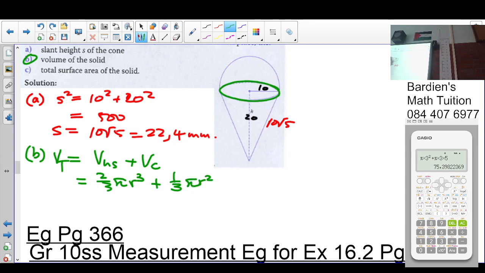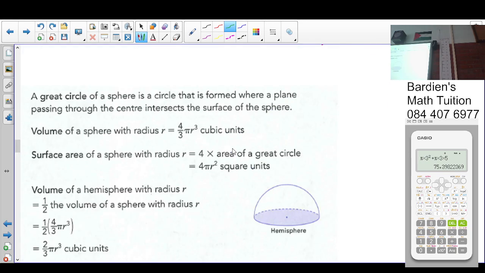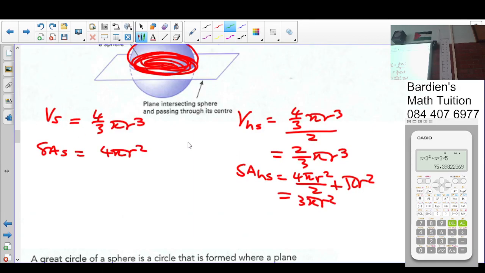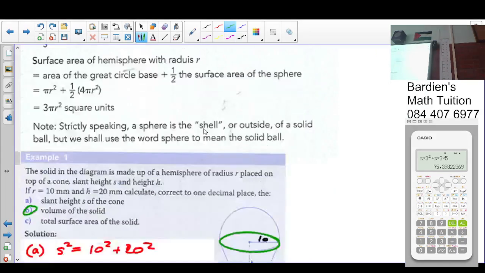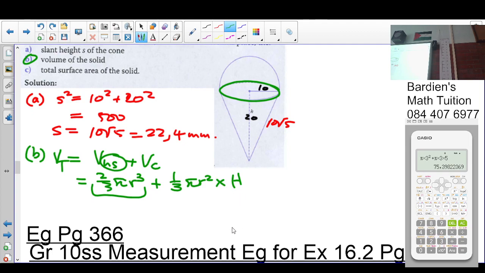So it's going to be a third pi r squared, which is the area of the base, times the height. Okay, you're saying this is wrong. What should it have been? But remember, this is a hemisphere. It can't be 4 over 3, because 4 over 3 pi r cubed is the volume of a sphere. So the volume of a hemisphere, which is half of that, is going to be 2 over 3 pi r cubed.